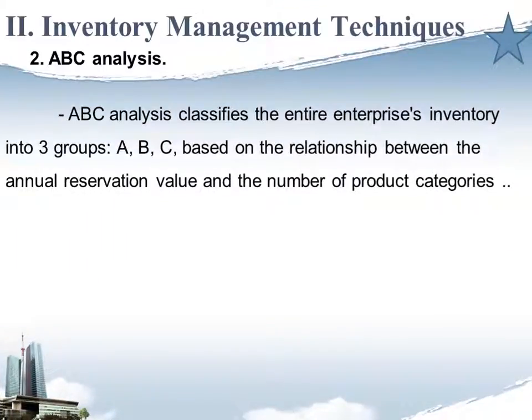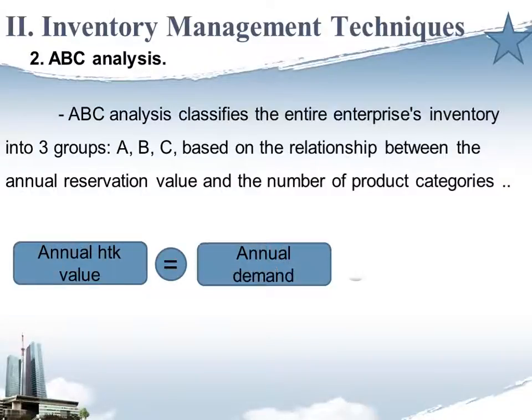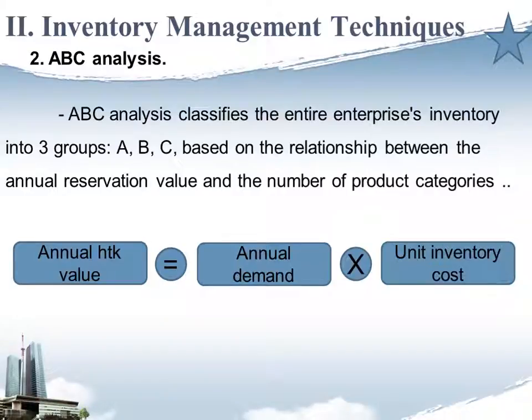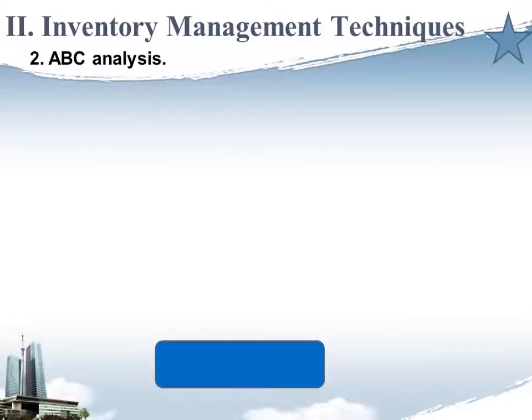ABC analysis classifies the entire enterprise inventory into three groups, A, B, and C, based on the relationship between the annual reserve value and the number of product categories. Annual value equals the annual demand multiplied by the unit inventory cost. Example of ABC analysis.